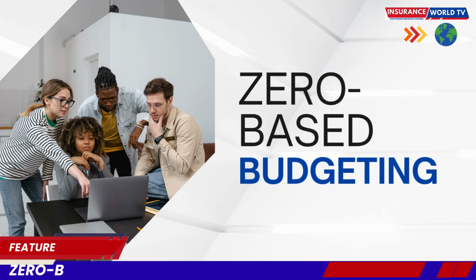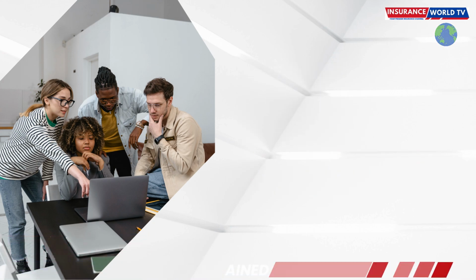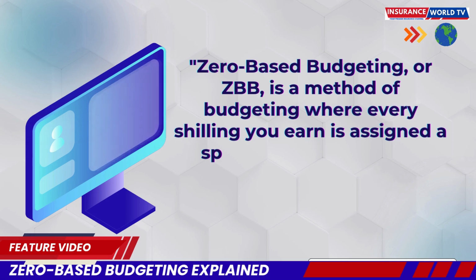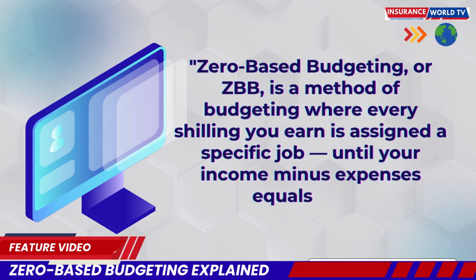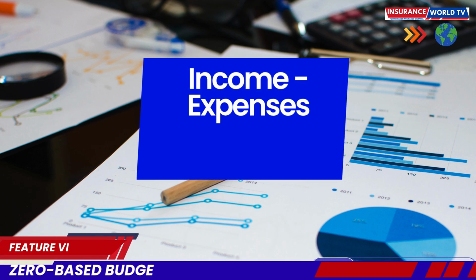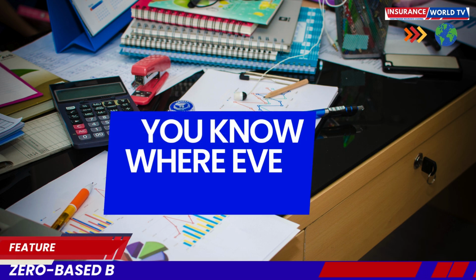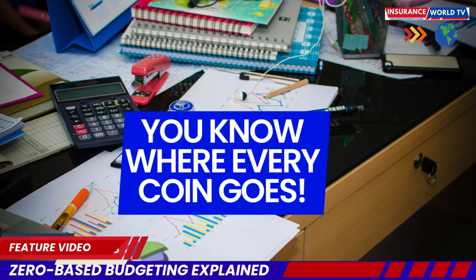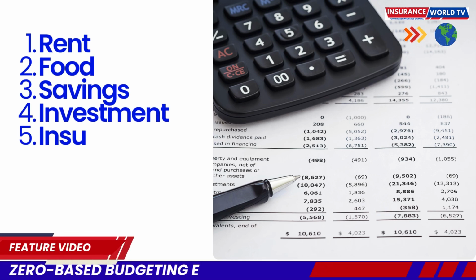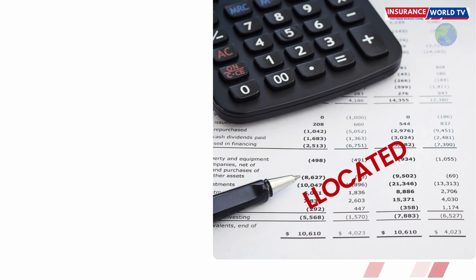First off, the definition. What is zero-based budgeting? Zero-based budgeting is a method where every shilling, dollar, or cent you earn is assigned a job until your budget totals zero. Meaning income minus expenses equals zero. It doesn't mean you spend all your money, it means you tell every coin where to go. I.e. rent, food, savings, investments, insurance, entertainment, etc. No cash is left floating.